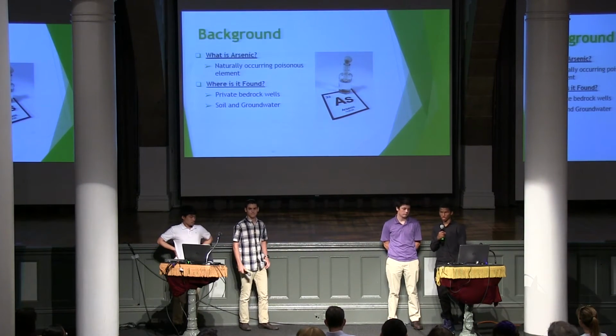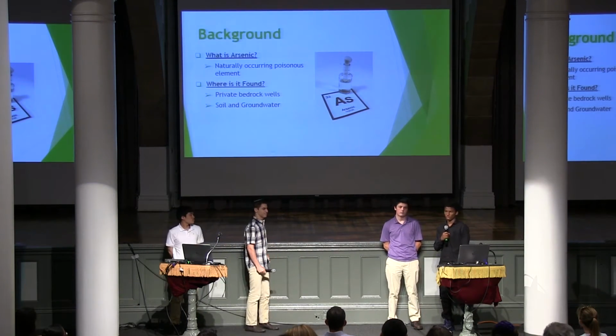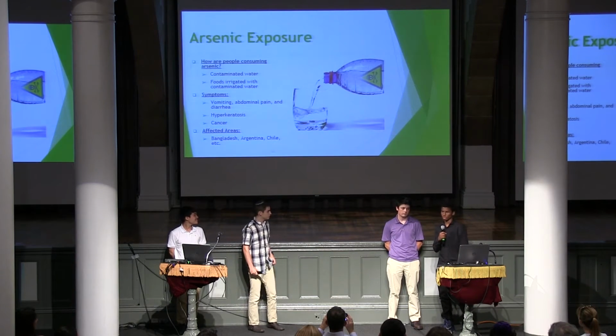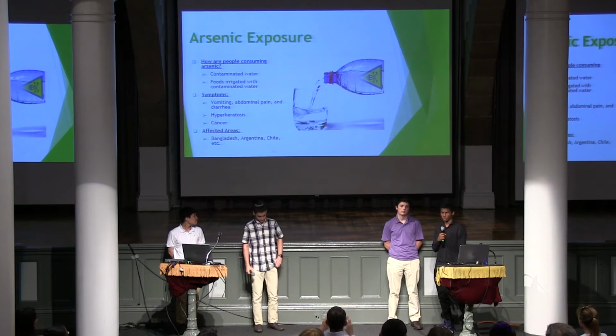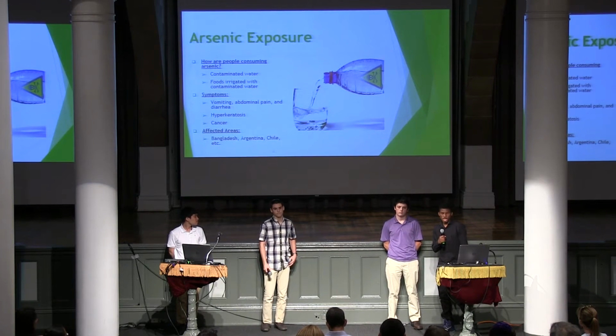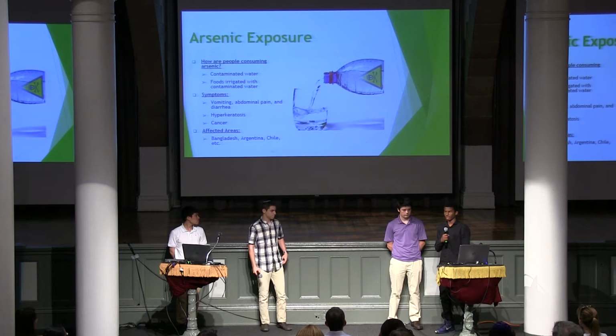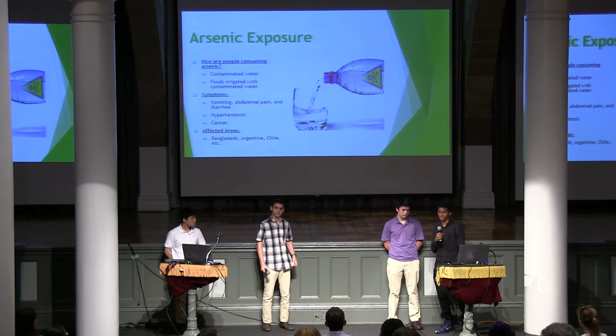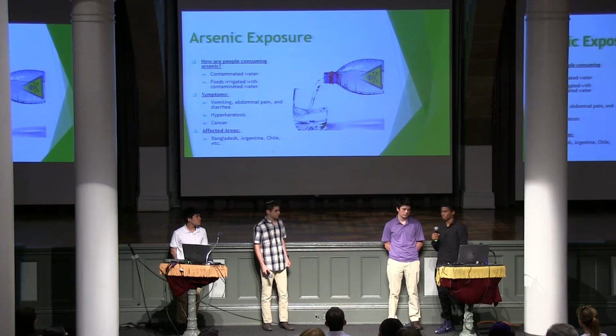Today we'll be addressing the arsenic contamination issue. Arsenic is a naturally occurring poisonous element. It's found in wells, soil, and groundwater. People consume arsenic through contaminated water or foods irrigated with contaminated water. And symptoms consist of vomiting, diarrhea, abdominal pain, and sometimes cancer. And the affected areas are Bangladesh, Argentina, and Chile, some of the affected areas.